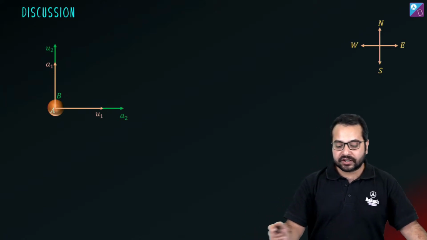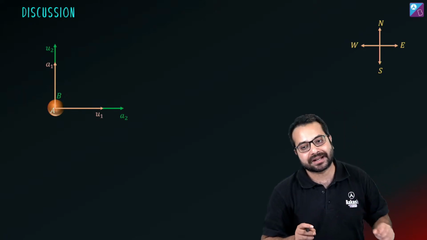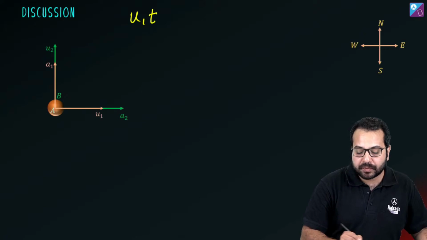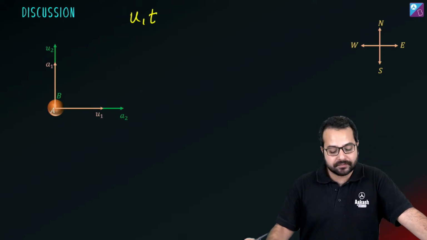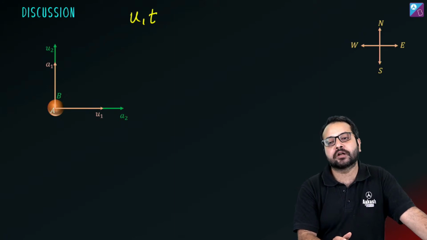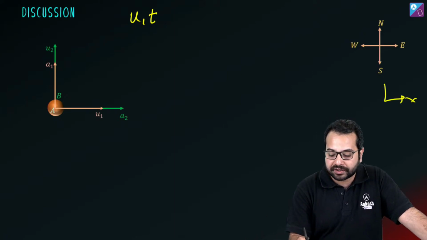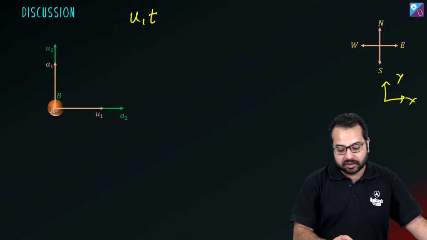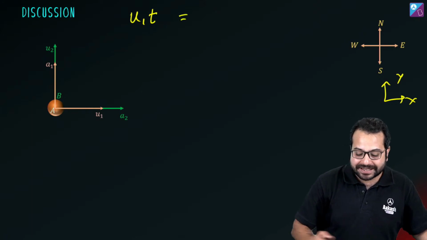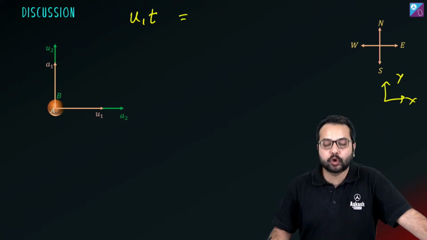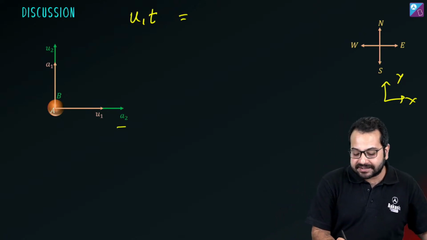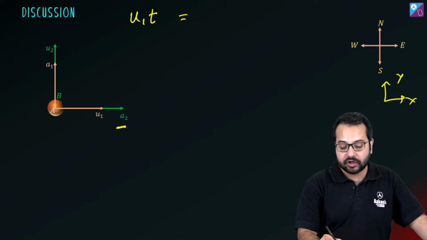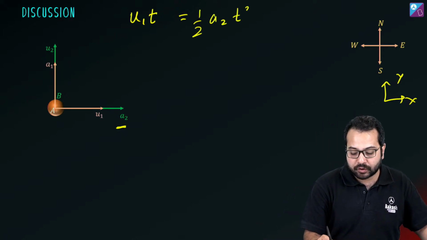Correct? So let's talk about the displacement of particle 1 in the x direction. The displacement of particle 1 in the x direction is going to be u1 into t, because there is no acceleration of particle 1 in the x direction. I'm again drawing this axis, x and y. Now, what is the displacement of particle 2 in the x direction? It has an accelerated motion and it does not have any initial velocity along the x direction. So this is going to be half a2 into t square.